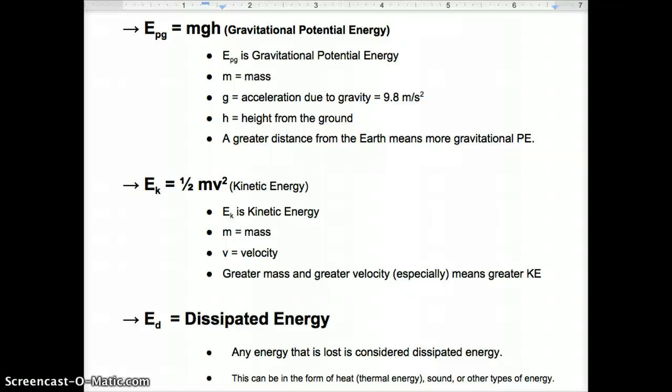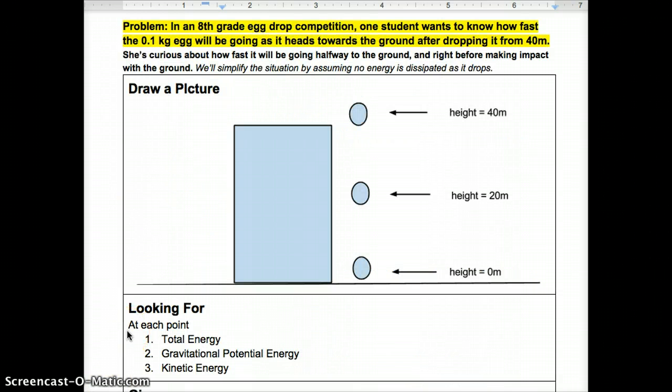So we know if we're holding an object up high, once all the energy it has is due to gravitational potential energy, as we let it go, the height will get lower, so this amount of energy will go down, but the total energy will remain the same. It's just getting converted into kinetic energy. So let's look at a problem involving this.